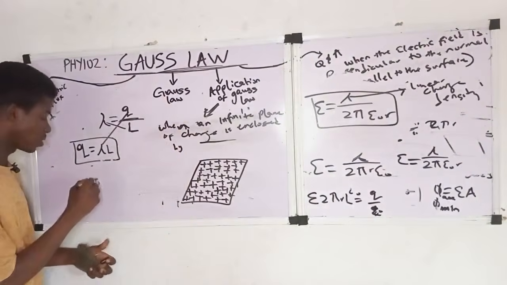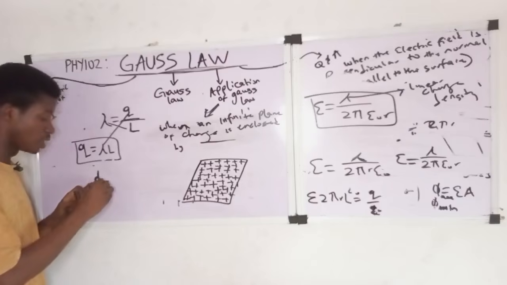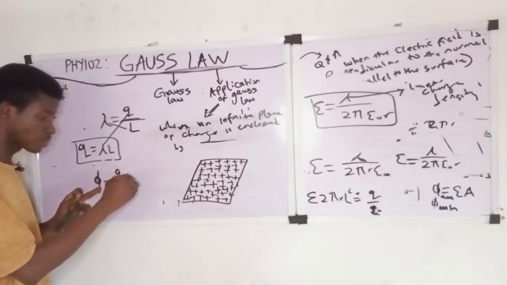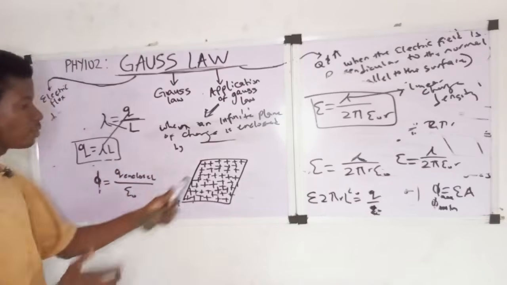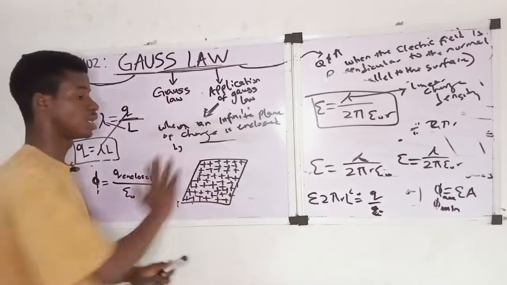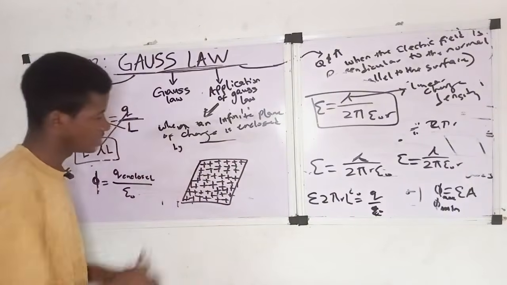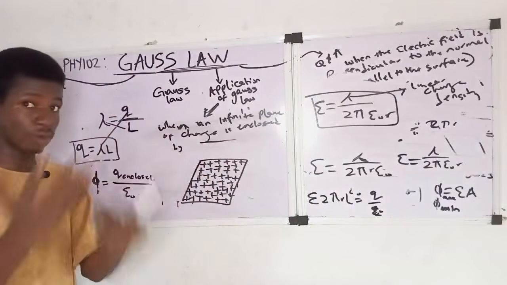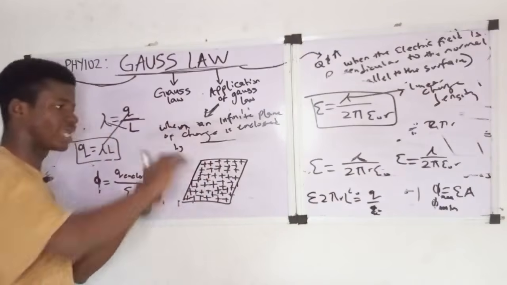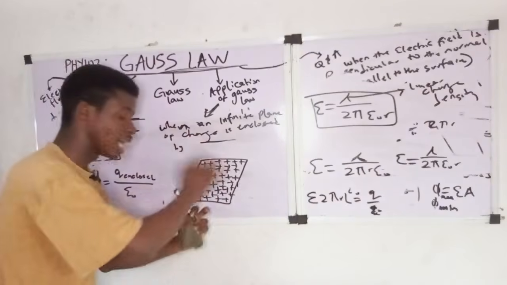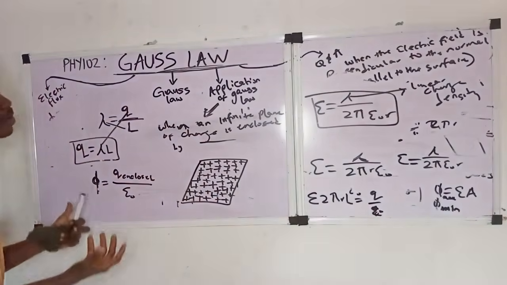What is Gauss law? Gauss law says that electric flux is equal to charge enclosed over E naught, right? Now look at it. These are multiple collections of charges. To get the electric field, we need to use Gauss law, so we need to enclose these charges in a Gaussian surface. So which surface are we going to use?